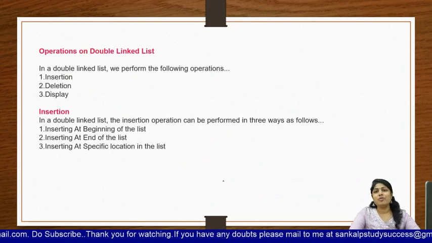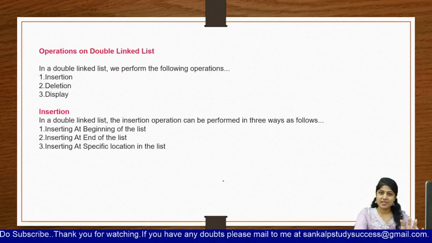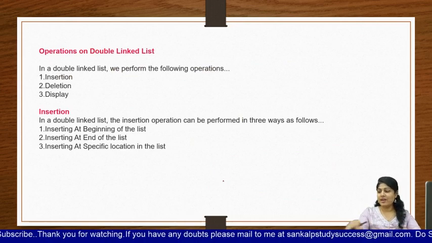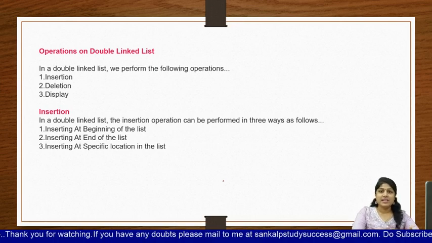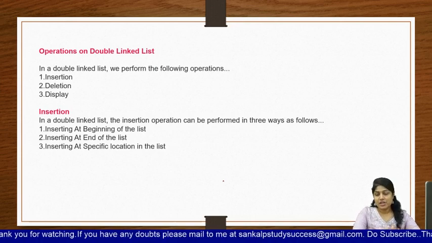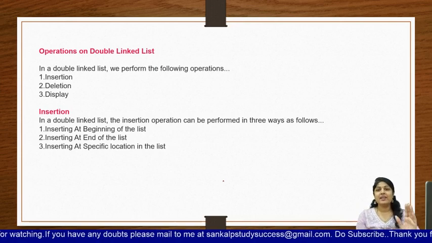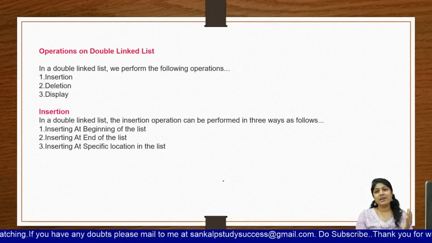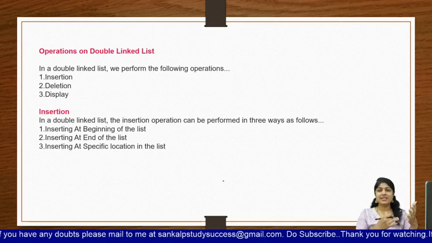And the next one, what are the operations we have in a double linked list? In any data structure you take, these are the common operations we have: insertion, deletion and display. In insertion we have 3 operations, and in deletion we have 3 again. That means insertion at beginning, insertion at last, and insertion in the middle. Let us see each in detail.